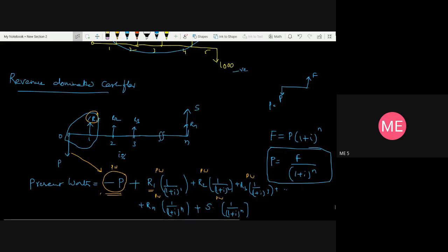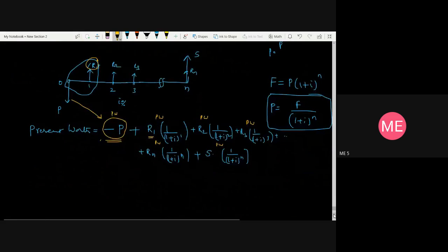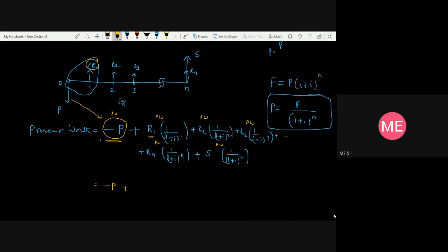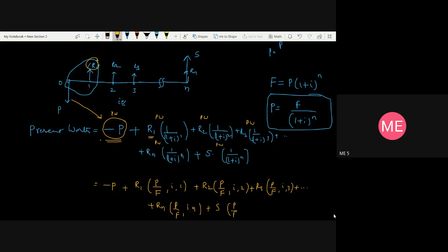And also we can use the factors. For example, minus P plus, what we are finding here is P for the given R1, which is nothing but P by F. I'm finding the P for the given F, comma I percent, comma 1, and then R2 into P by F, comma I, comma 2, and R3 into P by F, comma I, comma 3, and so on. I can write plus Rn P by F, comma I, comma N, plus S P by F, comma I, comma N. So this is by using the factors, and I can use these equations also if you want to find it out.